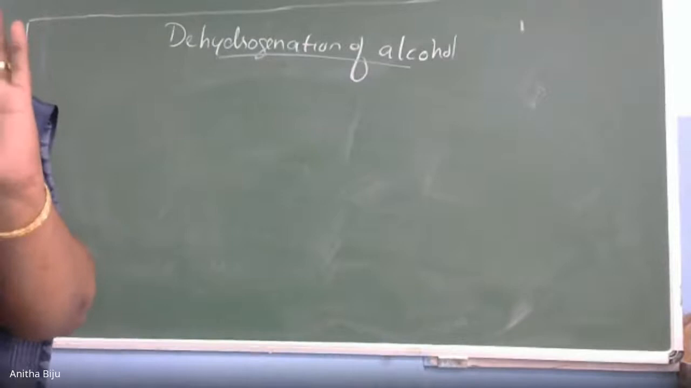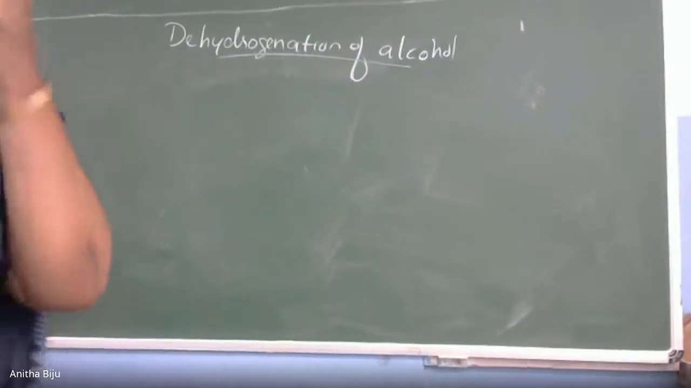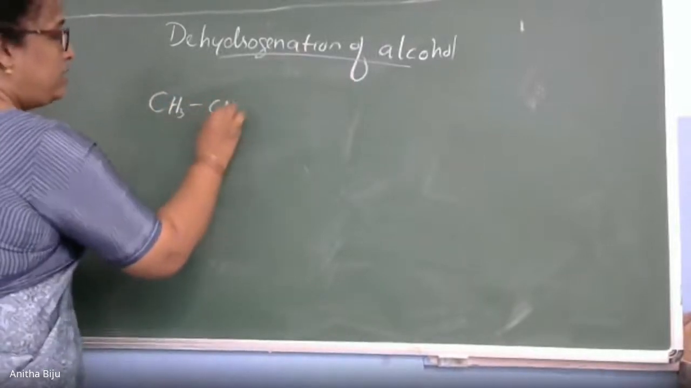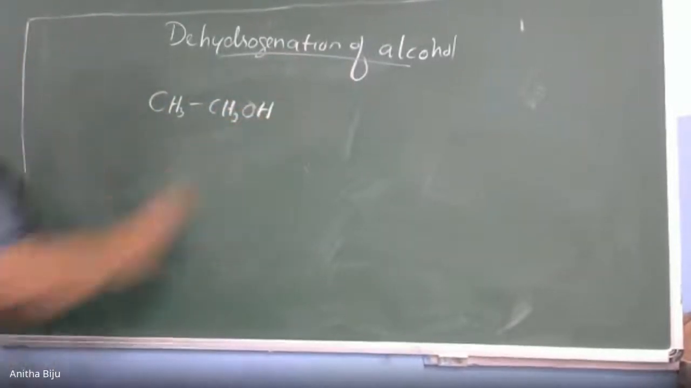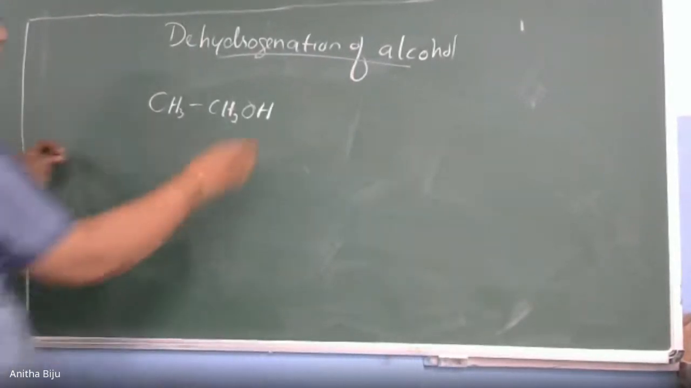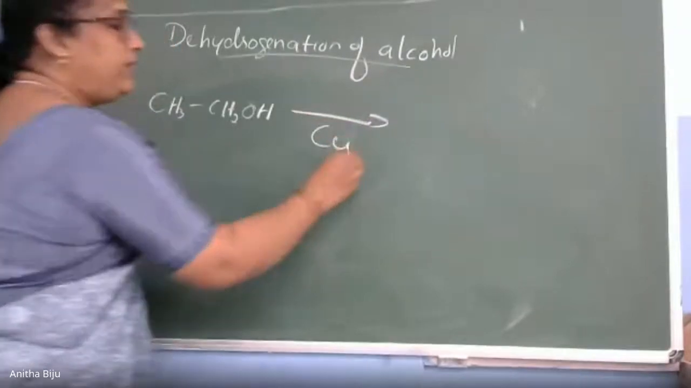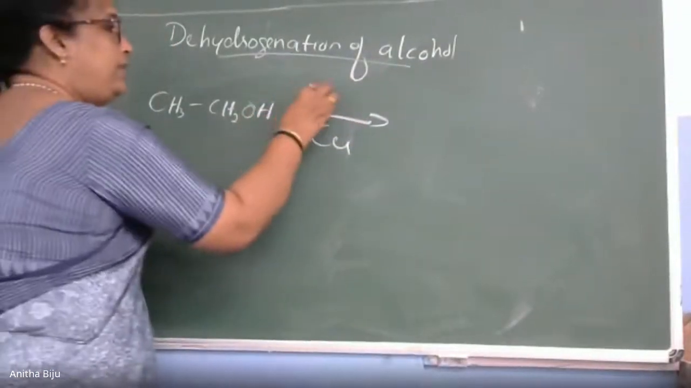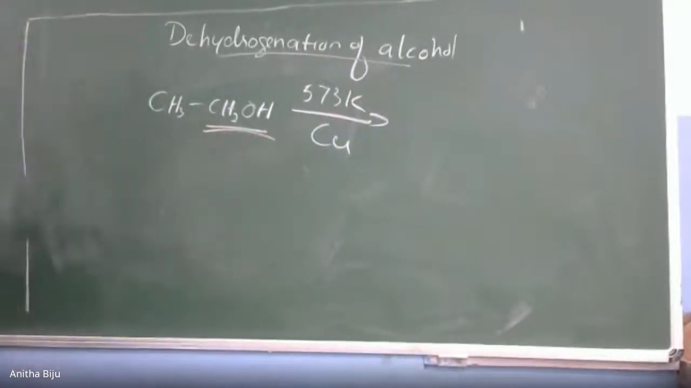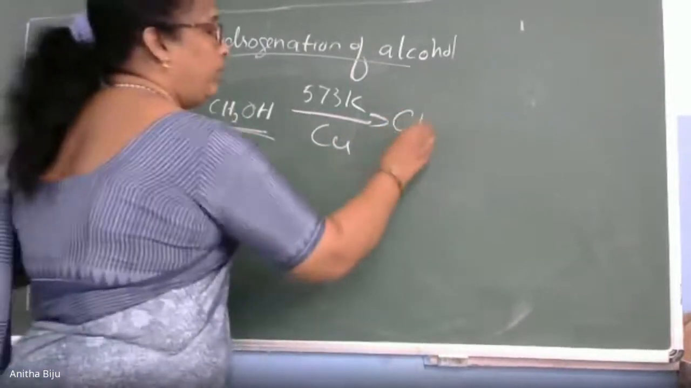So I will do it one by one. CH3CH2OH. This is ethanol. It comes under the category of primary alcohol. When ethanol vapors are passed over copper catalyst kept at 573 Kelvin, the functional group of primary alcohol gets converted into aldehyde.